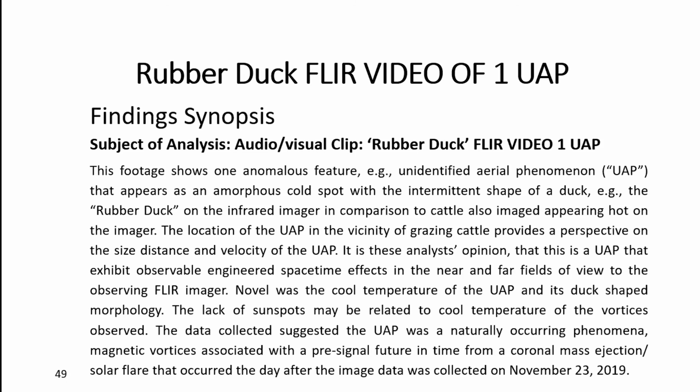Novel was the cool temperature of the UAP and its duck-shaped morphology. The lack of sunspots may be related to the cool temperature of the vortices observed. The data collected suggests the UAP was a naturally occurring phenomenon. Magnetic vortices associated with the pre-signal future in time from a coronal mass ejection solar flare occurred the day after the image data was collected on November 23rd, 2019.